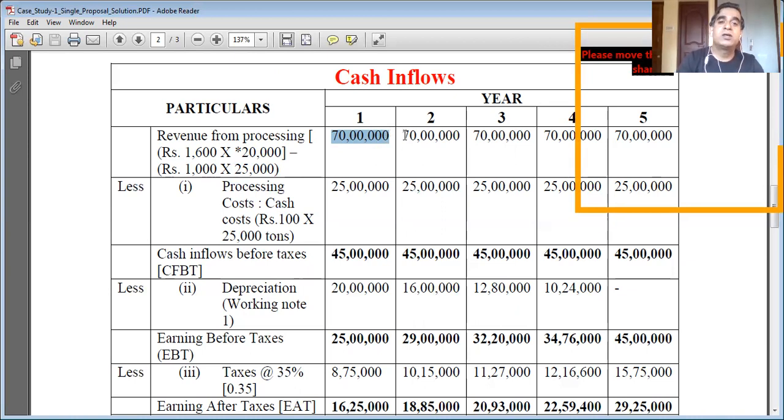It is going to remain the same for each year. 70 lakh rupees is the incremental cash flow for year 2, year 3, year 4 and year 5. So I hope you are able to understand till here.